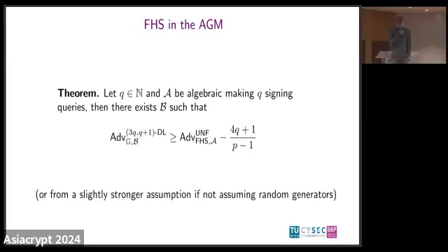This theorem assumes that our group generation generates random generators. But if we don't want to assume that, we can prove the same thing from slightly stronger assumptions.